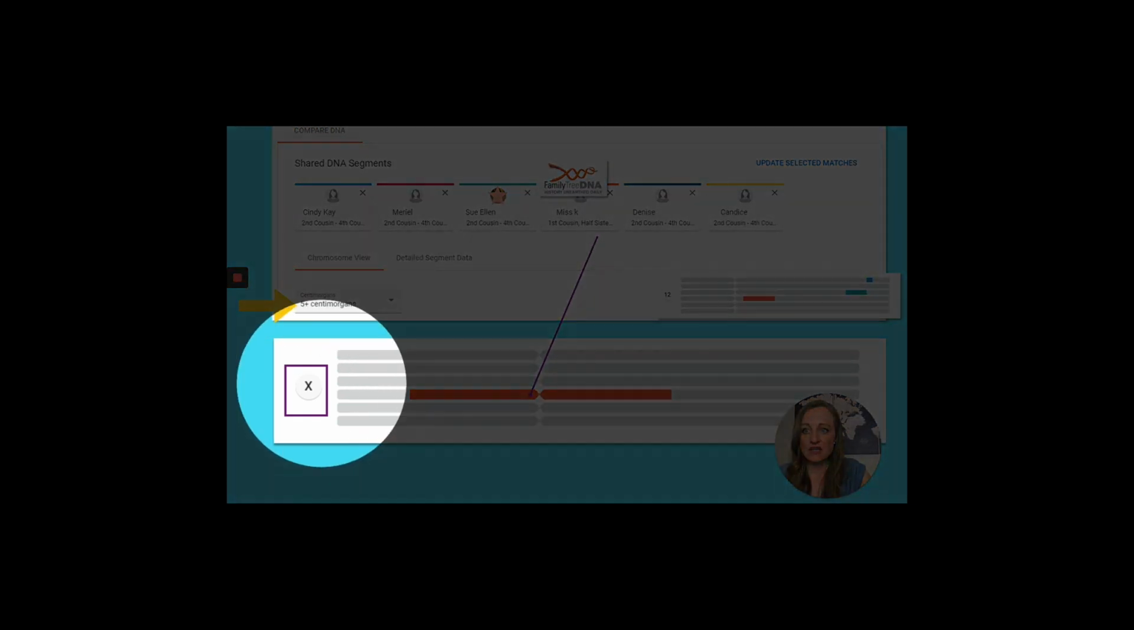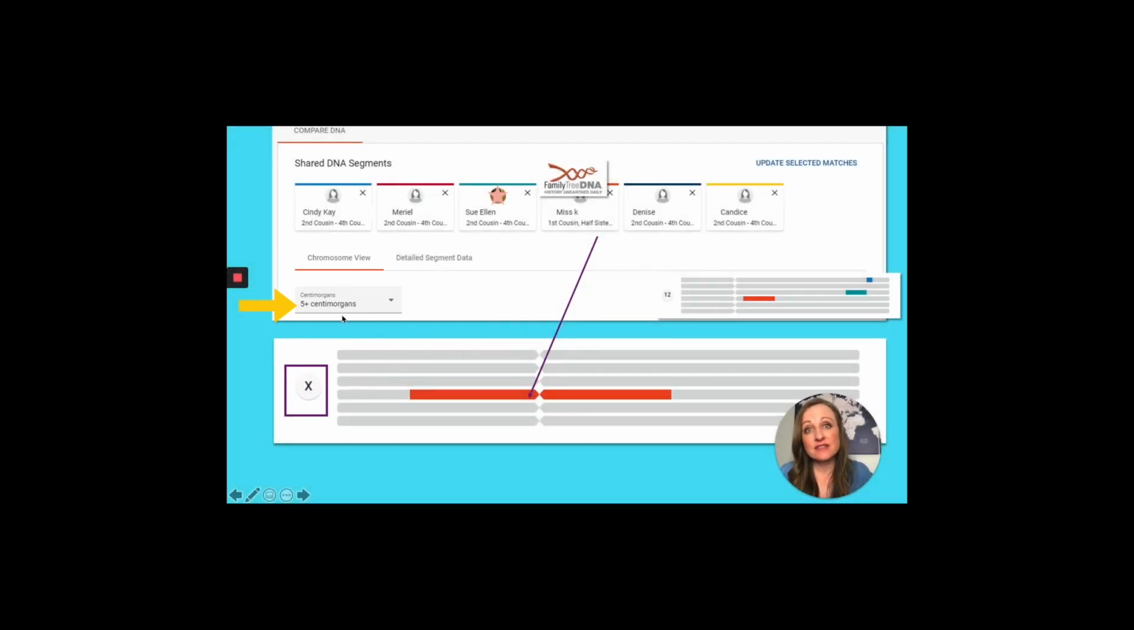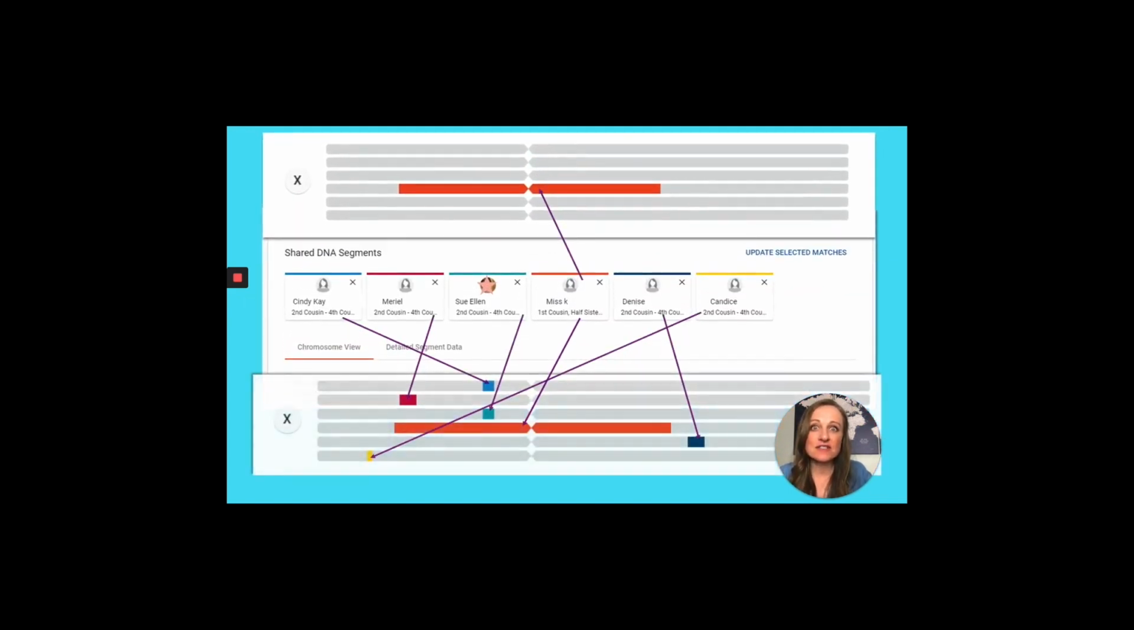You can see at the top of the chromosome browser, there's this setting that says, how big of DNA pieces do you want me to look for? And the default is that we want the system to look for pieces that are 5 centimorgans big or bigger. So if they're not showing up, it means that the pieces of DNA I share with these people on the xDNA are smaller than 5 centimorgans.